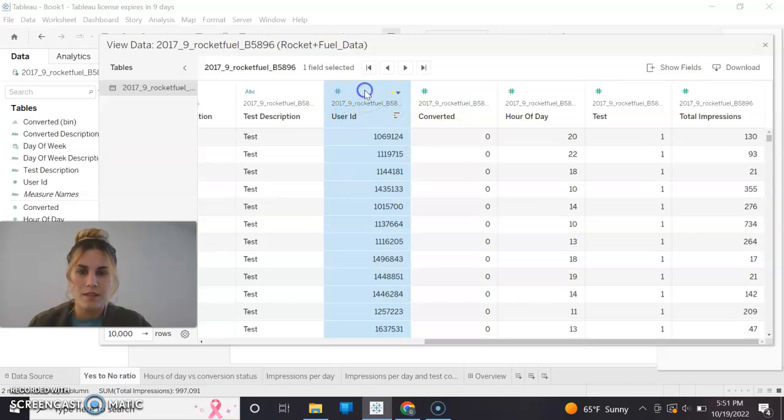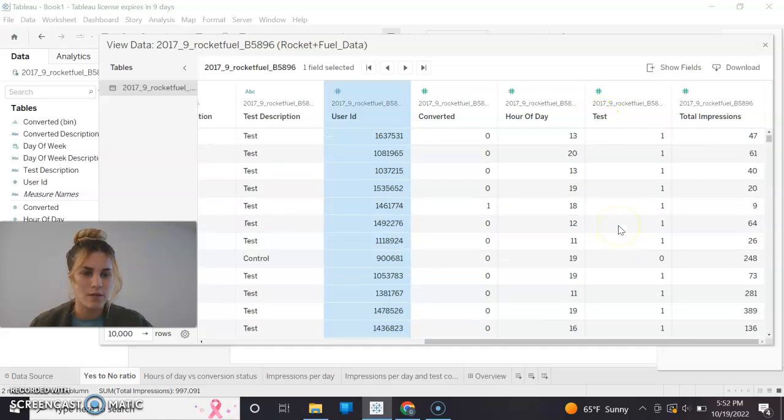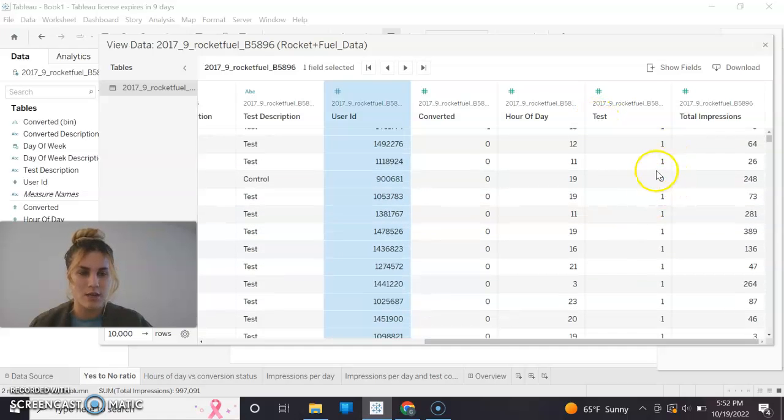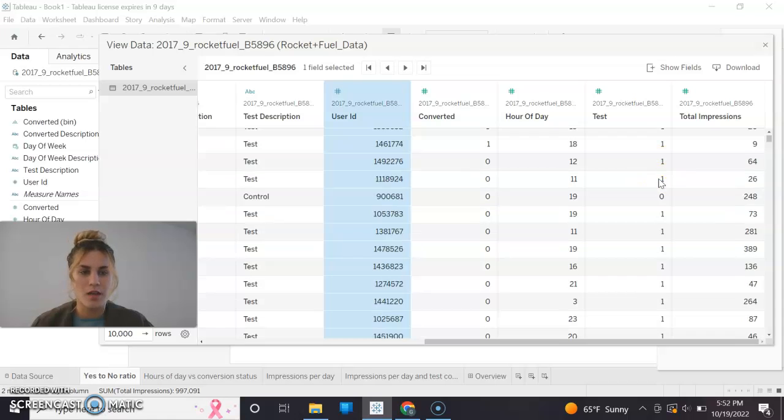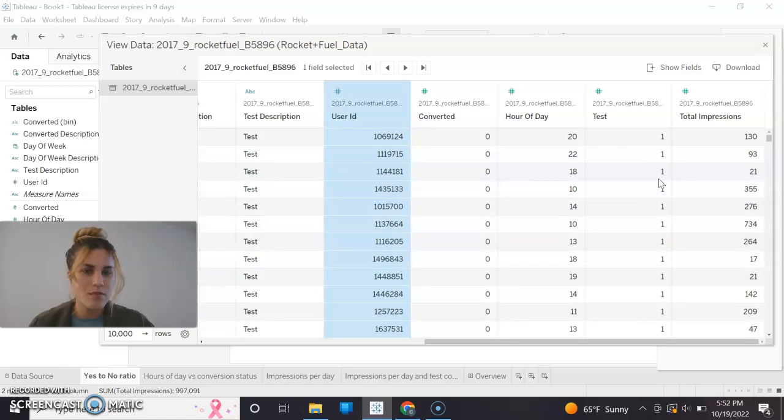Each participant had a user ID, and then these were all the categories. So total impressions, whether it was performed through the test or they saw the advertisement. Over here you can scroll down and you can see that some user IDs were not exposed to an advertisement. The hours of the day, the conversion.